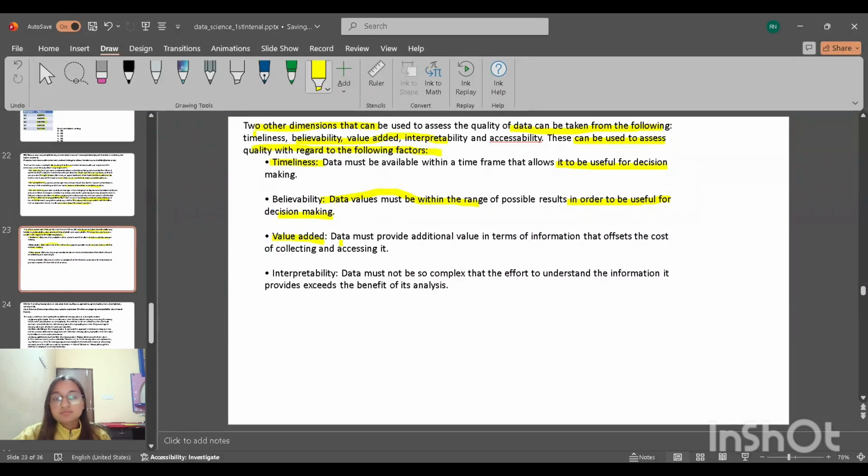Value added. Data must provide additional value in terms of information that offsets the cost of collecting and accessing it. Interpretability. Data must not be so complex that the effort to understand the information it provides exceeds the benefit of its analysis.